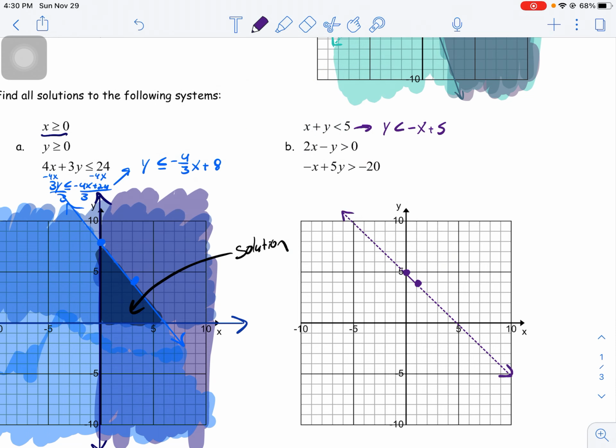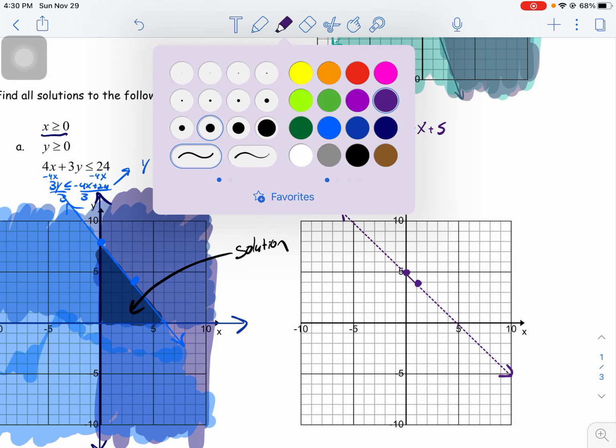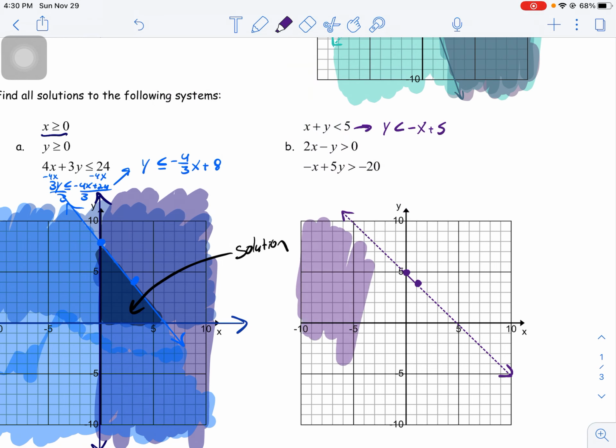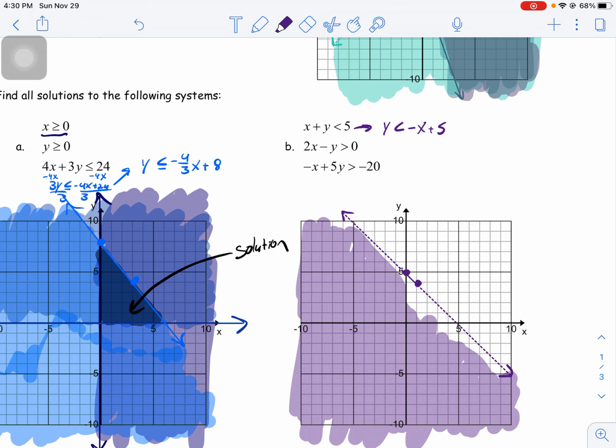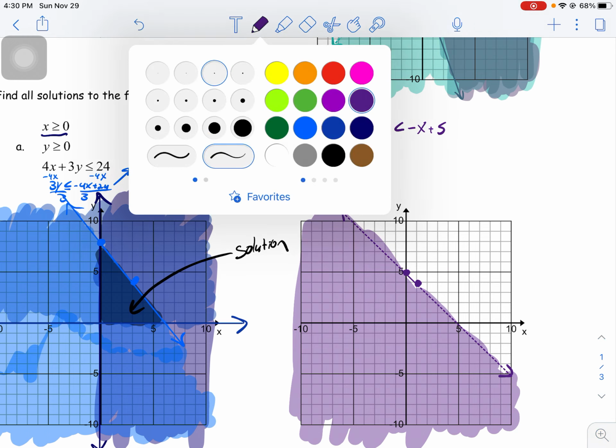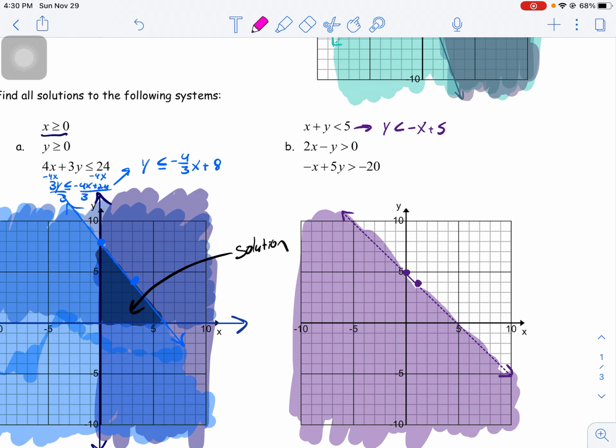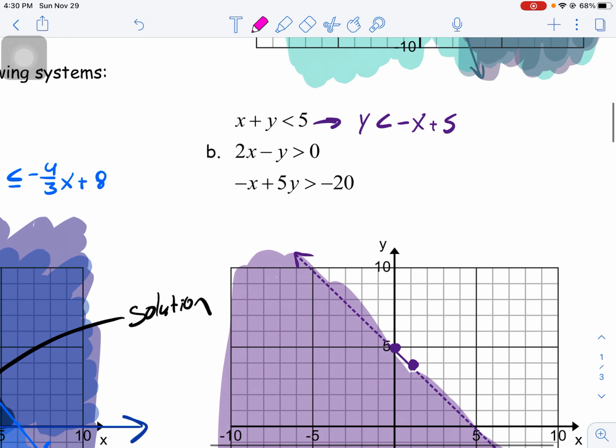So those are our dashed lines. And it wants us to shade less than that line. So less than would be here. All of this section shaded in. And again, guys, the shading does not need to be beautiful or anything. Just make sure it's in the correct spot. All right, next line. Next line is saying 2x minus y is greater than 0.